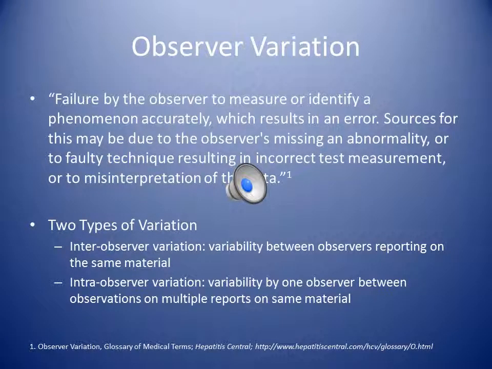Observer variation is defined as the failure by the observer to measure or identify a phenomenon accurately, which results in an error. Sources for this may be due to the observer missing an abnormality, or to faulty technique resulting in incorrect test measurement, or to misinterpretation of the data. There are two types of variation. Inter-observer variation is defined as the variability between observers reporting on the same material. Intra-observer variation is defined as the variability by one observer between observations on multiple reports of the same material.